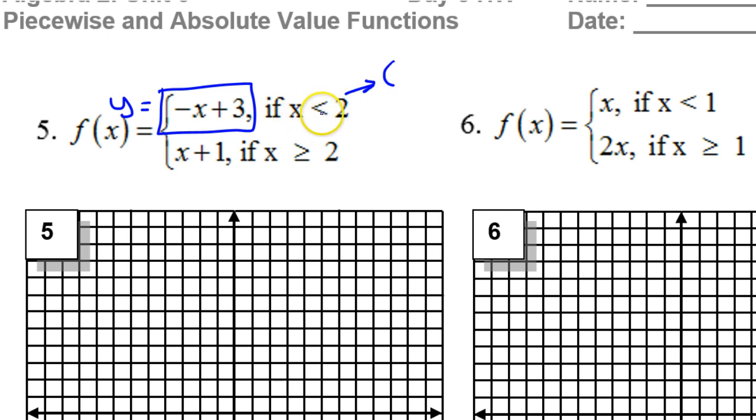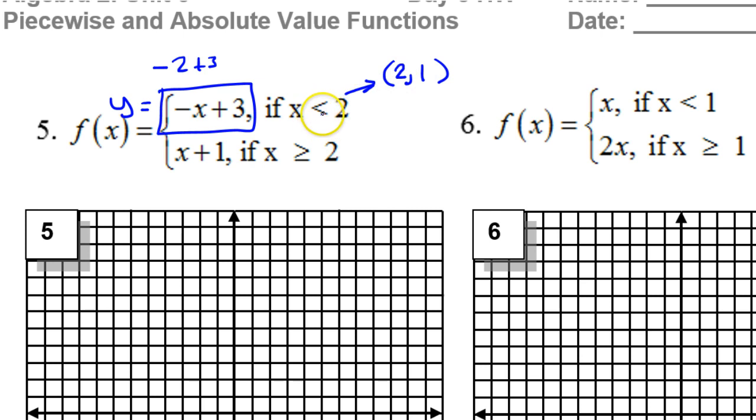Since we want x values that are less than 2, that tells us that the endpoint is going to occur at 2. We need to know the y value of the endpoint as well. So we'll use this equation for that. I'm substituting in 2 for x, so that's going to give me negative 2 plus 3, which is 1. So our endpoint is the point (2, 1).